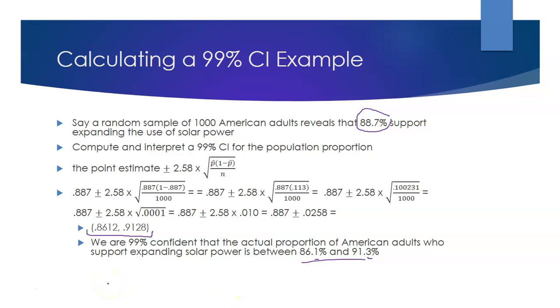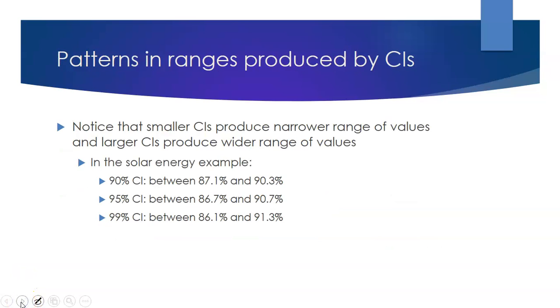So we've gone over a couple of examples of how to create a 95% confidence interval, and this is one example of showing how to calculate a 99% confidence interval. The only thing I have left to show is to point out some patterns that confidence intervals produce, okay?